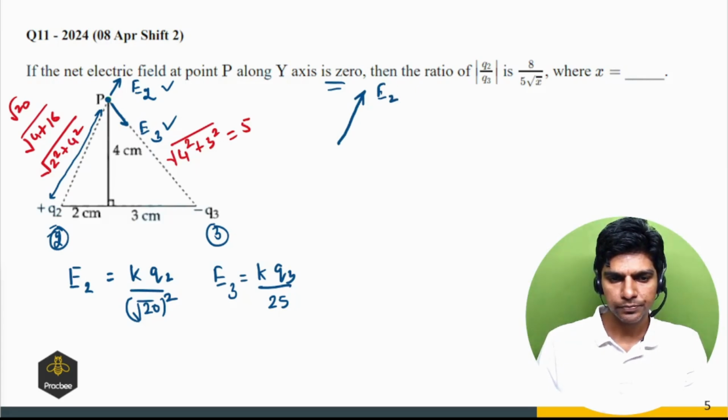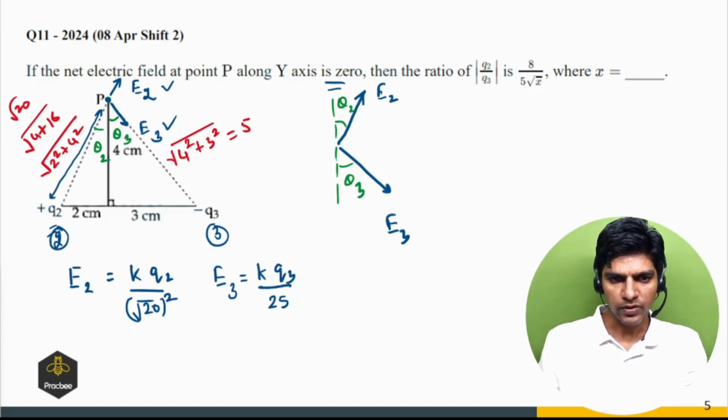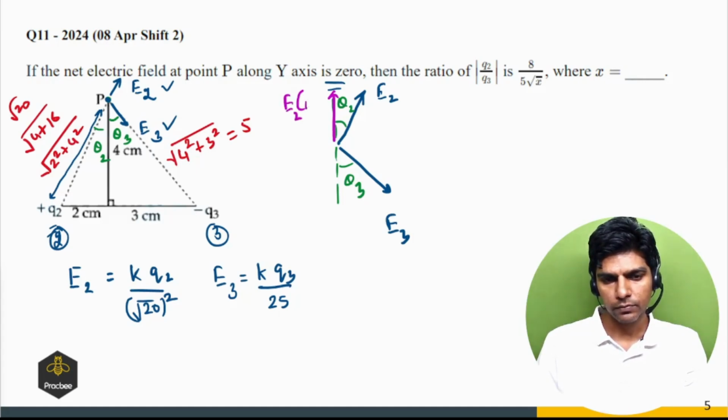This is E2. This is E3. Let us say this angle is theta 3 and this angle is theta 2. So this will be theta 2 and this will be theta 3. So what is the vertical component of E2? That will be E2 cos theta 2, and vertical component of E3 will be E3 cos theta 3. So E2 cos theta 2 should be equal to E3 cos theta 3.